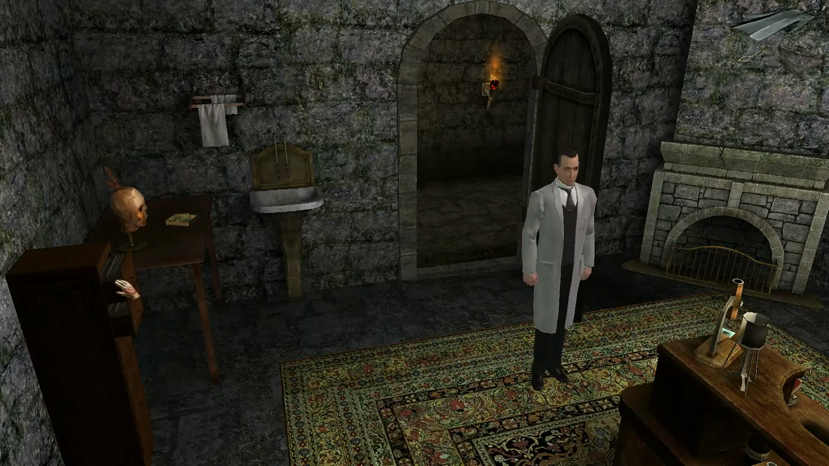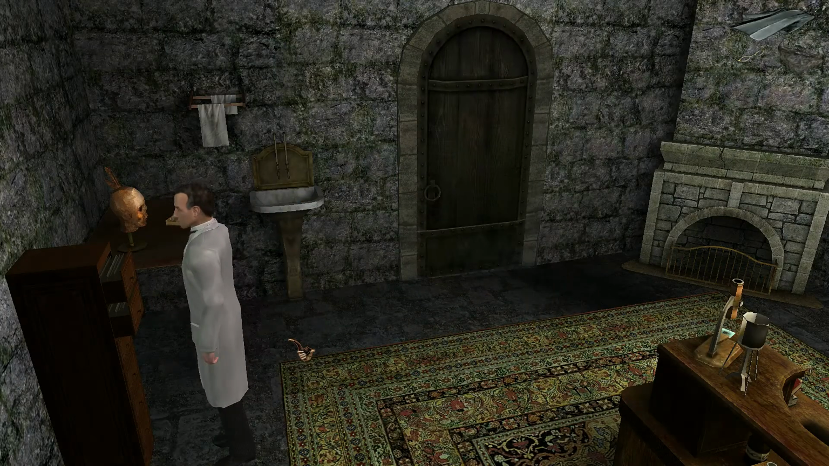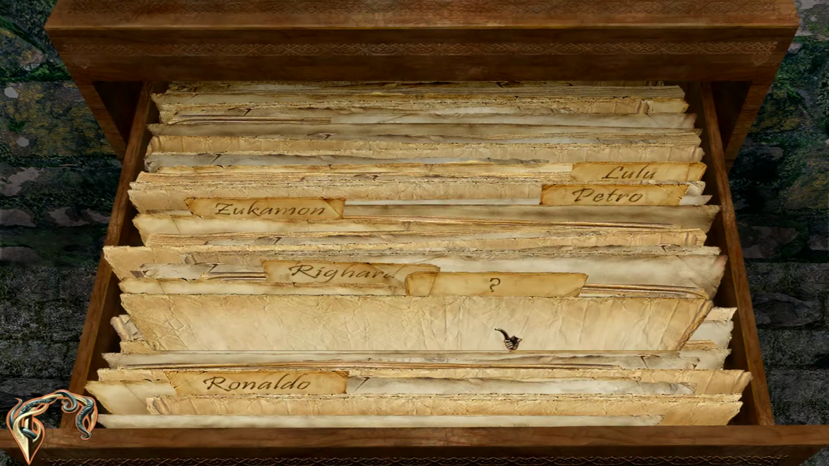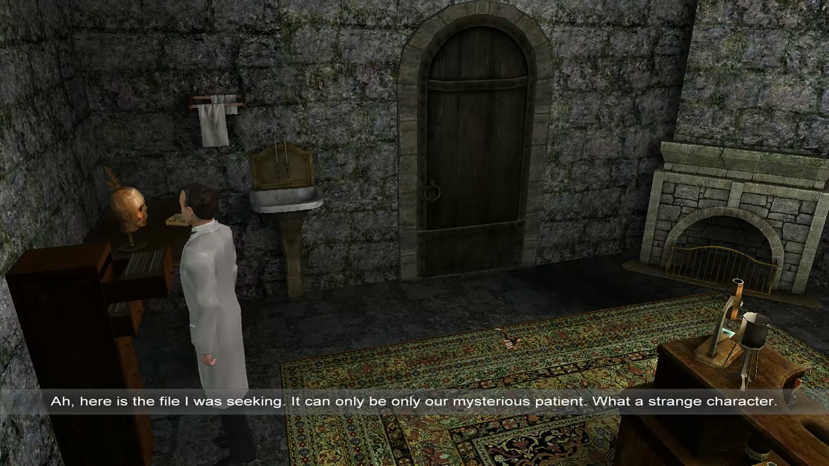Right, let's see. Could it be this one here? Ah, here's the file I was seeking. It can only be our mysterious patient. What a strange character.